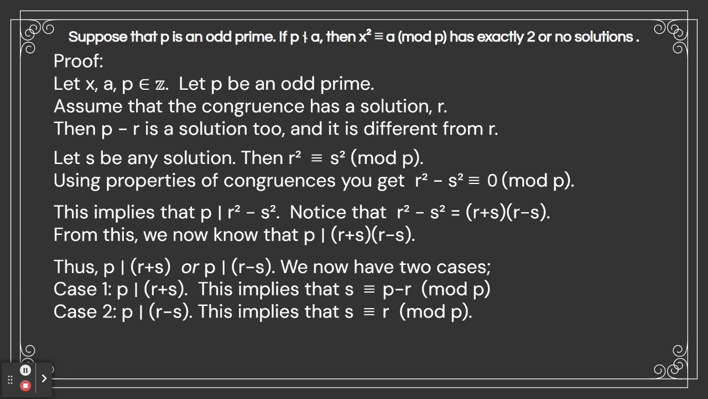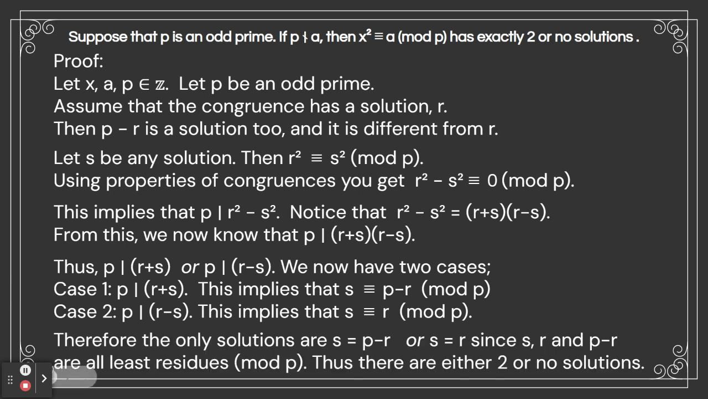Case 1, we'll look at the plus. So it would imply that S is congruent to P minus R mod P. And case 2 would give us that S is congruent to R mod P. From here, you can see that these are really the only two solutions that you would get if there were a solution. So your solutions would be included here. These are all least residues modulo P. So then, therefore, you can see again, there's only two solutions if there are solutions, or if we do not have a solution, it would just be 0, no solutions.